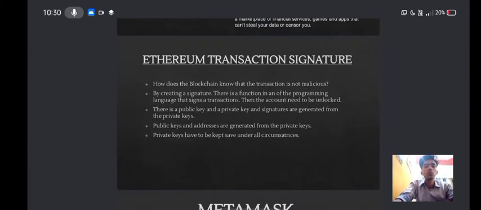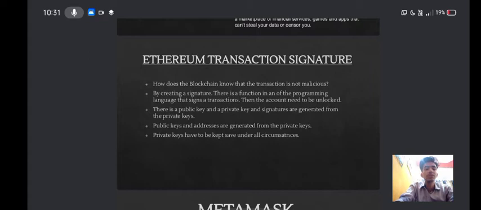So now we will learn how transactions take place in Ethereum. First of all, the question arises: how does the blockchain know that the transaction is not malicious? There are two different aspects. First is the public key and the private key. A signature is created with the help of the private key, and there is a function in another programming language that signs the transactions. Whenever a transaction is made, it's signed and then the account needs to be unlocked.